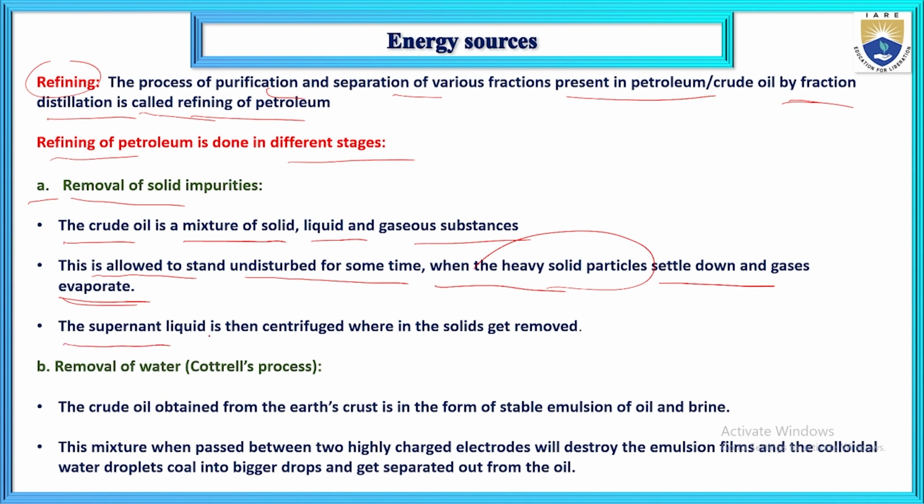The supernatant liquid is then centrifuged, wherein the solids get removed. The supernatant liquid is the remaining liquid after separation of the solids and gases. Then we go for the centrifugation process, wherein any solid impurities still present in that crude oil will be separated by using a simple centrifugation process.